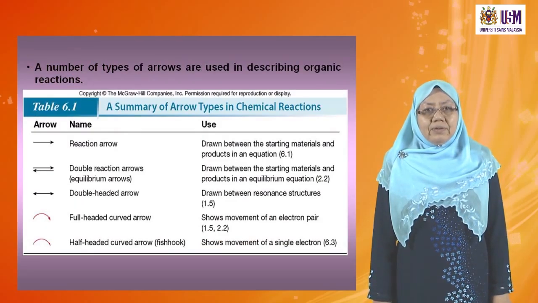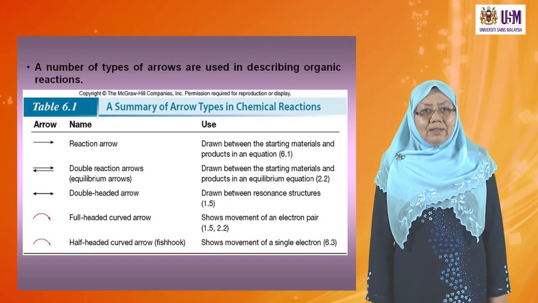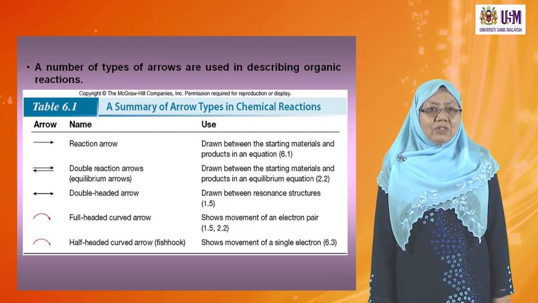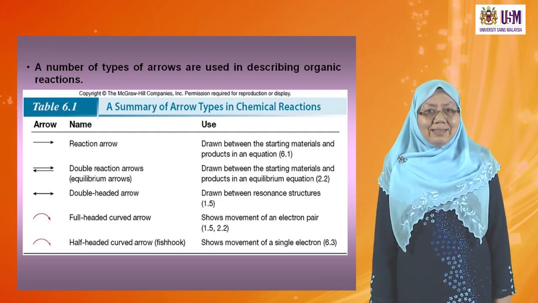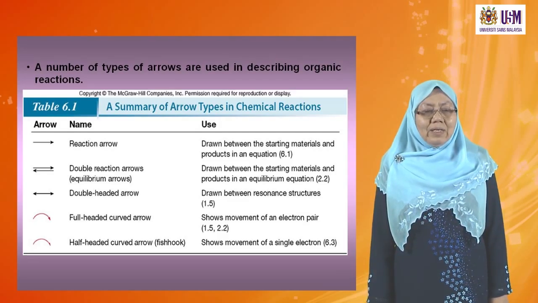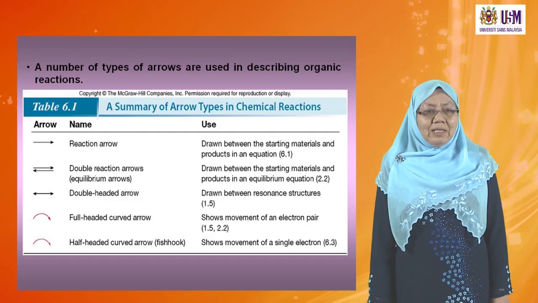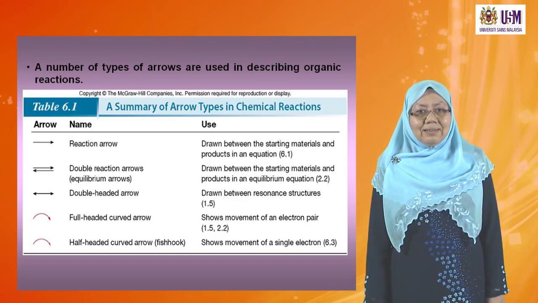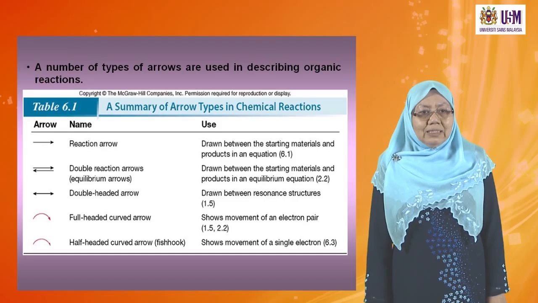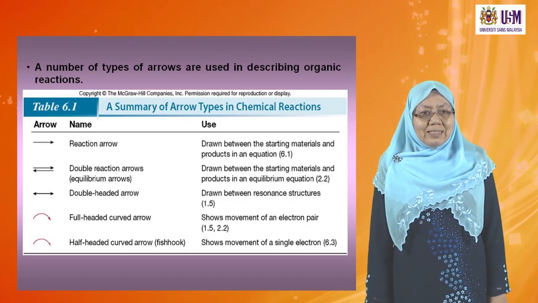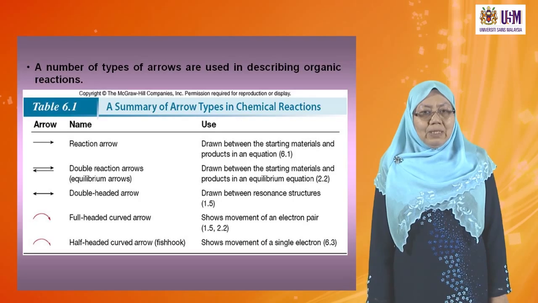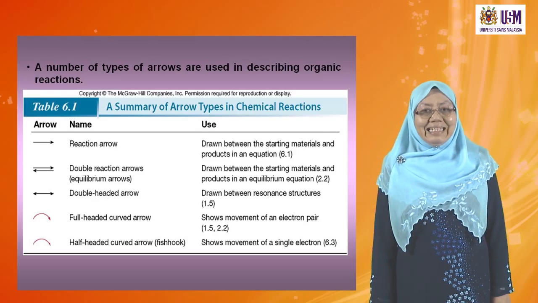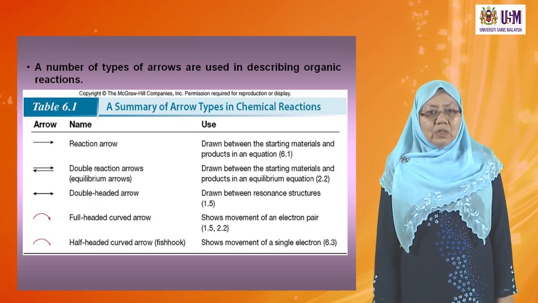A number of types of arrows are used in describing organic reactions. Let us look at Table 6.1, which shows a summary of arrow types that are used in chemical reactions. Okay, when we have just one arrow pointing from left to right, this is called the reaction arrow, and is drawn between the starting materials and products in an equation. And we have double reaction arrows, which show equilibrium. These are also known as equilibrium arrows. This is drawn between the starting materials and products in an equilibrium reaction equation.